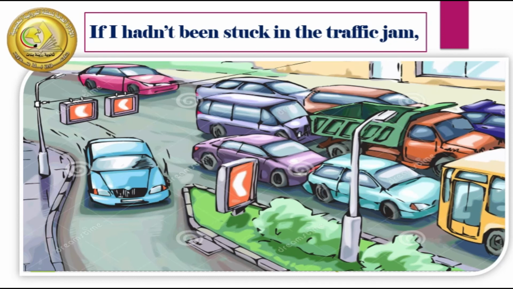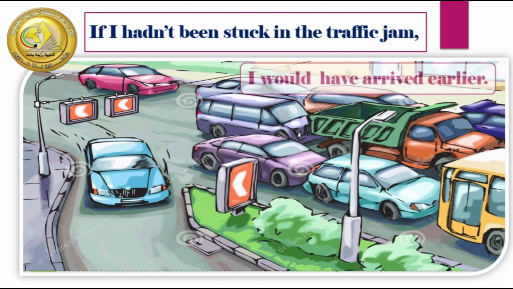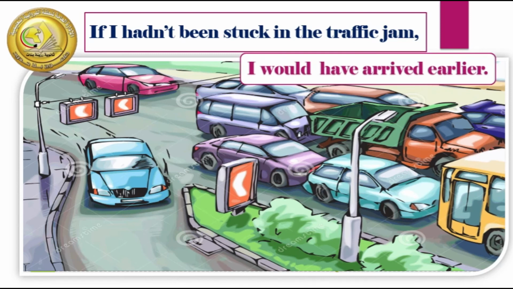Now, let's look at this picture and try to complete the sentence. We should notice the verb with if clause. It is in the past perfect. If I hadn't been stuck in the traffic jam. So, how are we going to complete it? Yes, that's good. If I hadn't been stuck in traffic jam, I would have arrived earlier. I would have plus arrived in the third form.